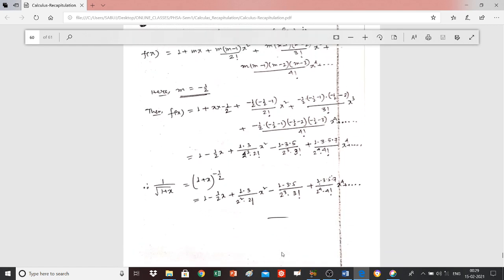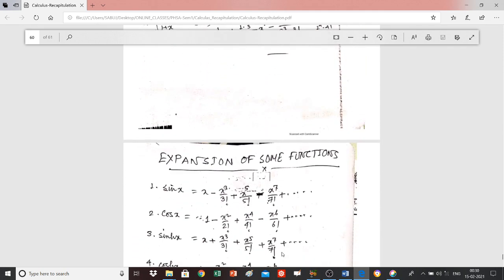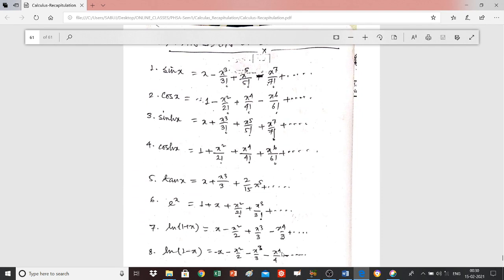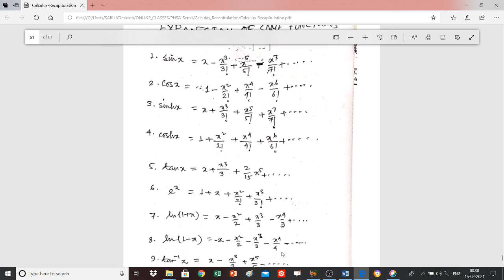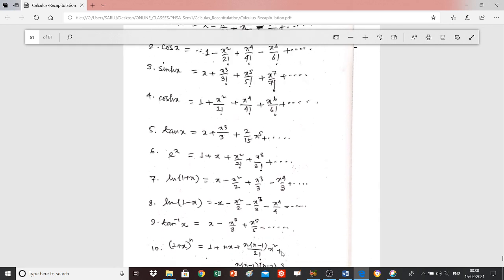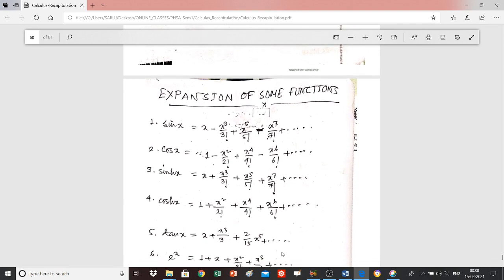So here we are able to find out the value of a function using binomial expansion and Taylor series expansion. Here are some standard expansions of some functions: sin x, cos x, sinh x, cosh x, tan x, e to the power x. Already cos x and sin x have been calculated. Then log(1 plus x), log(1 minus x), tan inverse x, (1 plus x) to the power n. These are the important functions and their expansions, and you can practice on your own using Taylor series expansion.